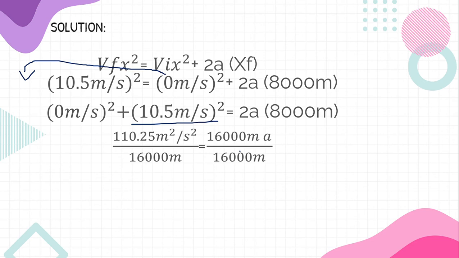So we divide 110.25 meters squared per second squared by 16,000 meters, for us to cancel the units and to find the acceleration, in which 110.25 meters squared over second squared over 16,000 meters is equivalent to 6.89 meters per second squared. Therefore, the acceleration of the rider would be 6.89 meters per second squared overall.